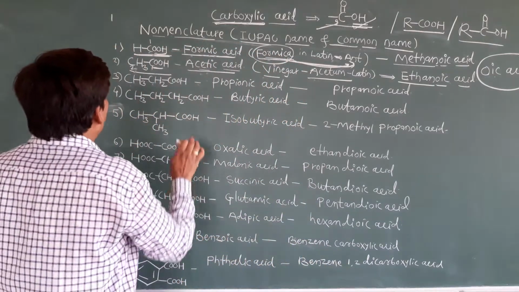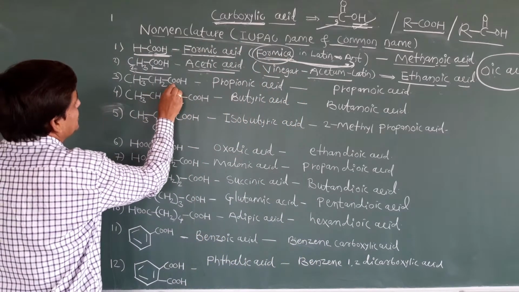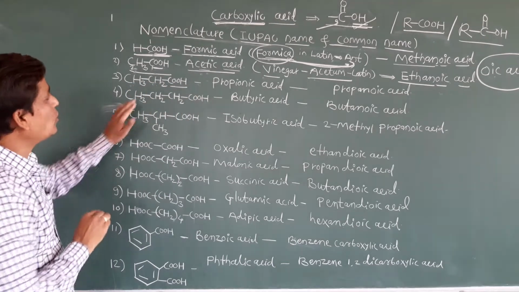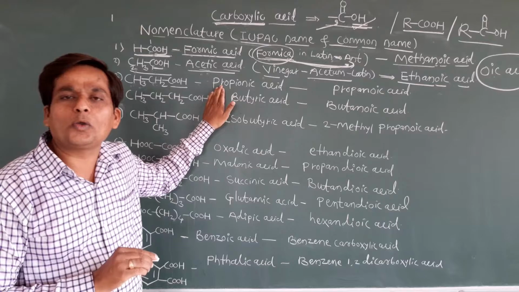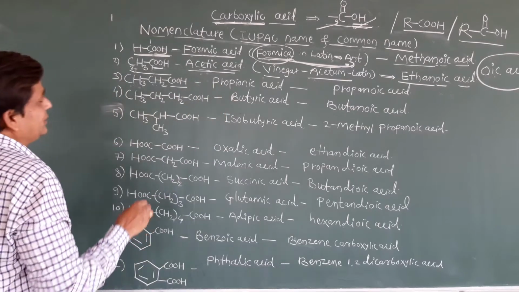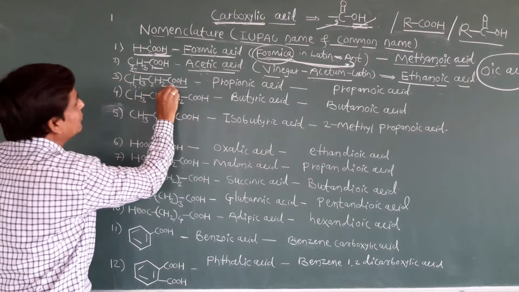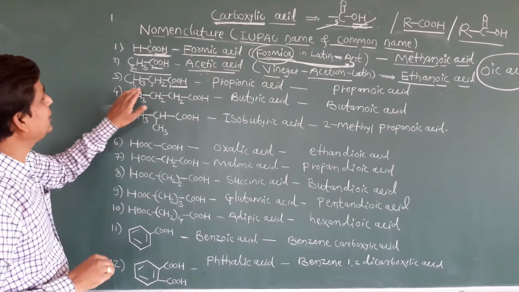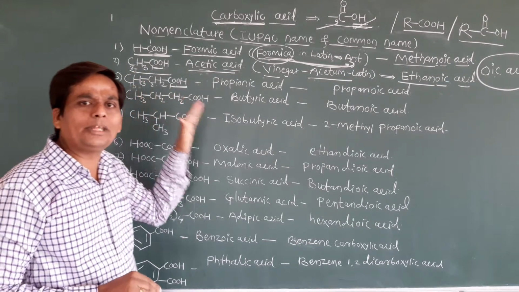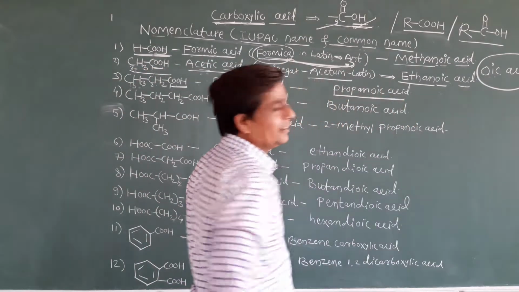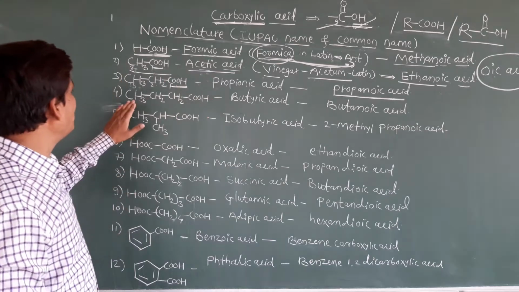See the third example. How many carbons are there? CH3, CH2, COOH. It means total 3 carbons. It is propionic acid. And what about the IUPAC name? Give the numbering 1, 2, 3. You can start the numbering from this side only because it is the functional group. 3 carbons means it is propane. From that propane, E is replaced by OIC, means it is propanoic acid. Now clear?